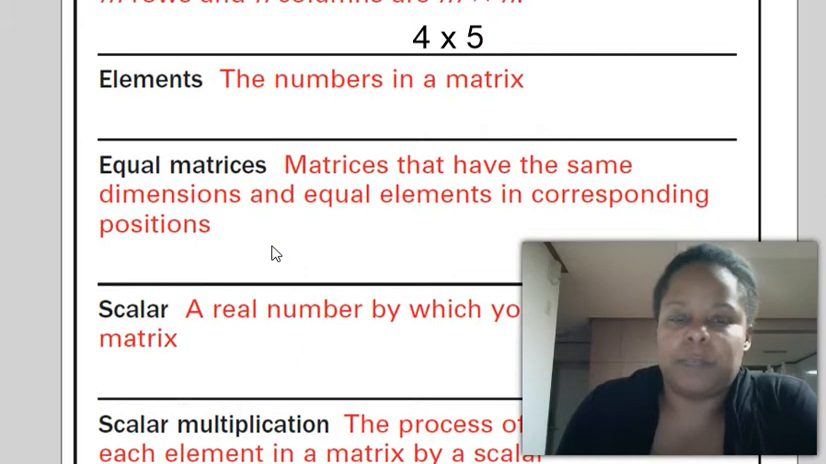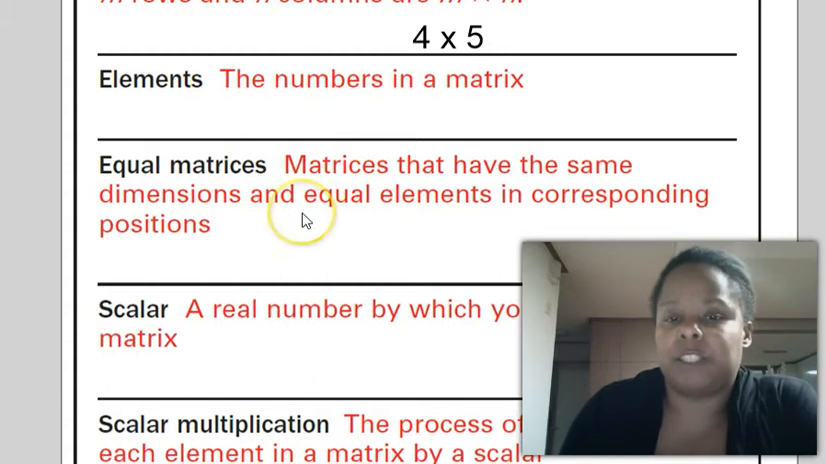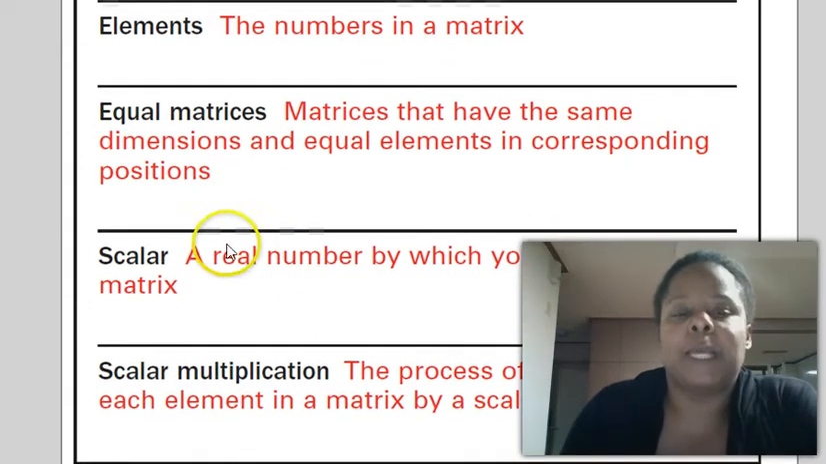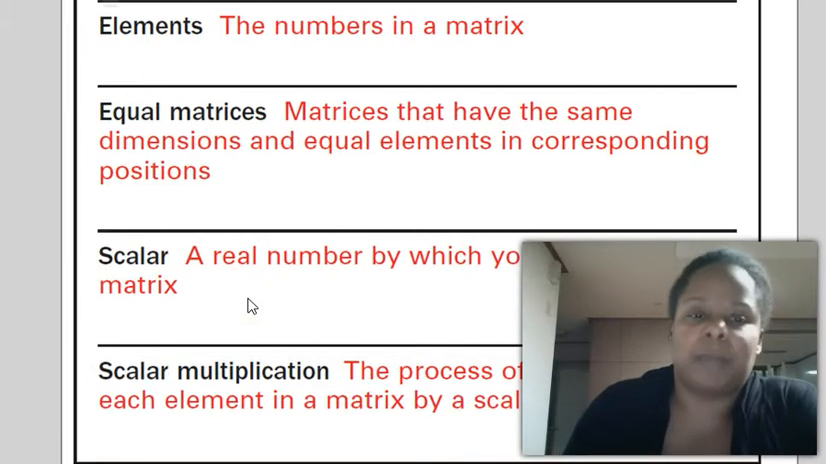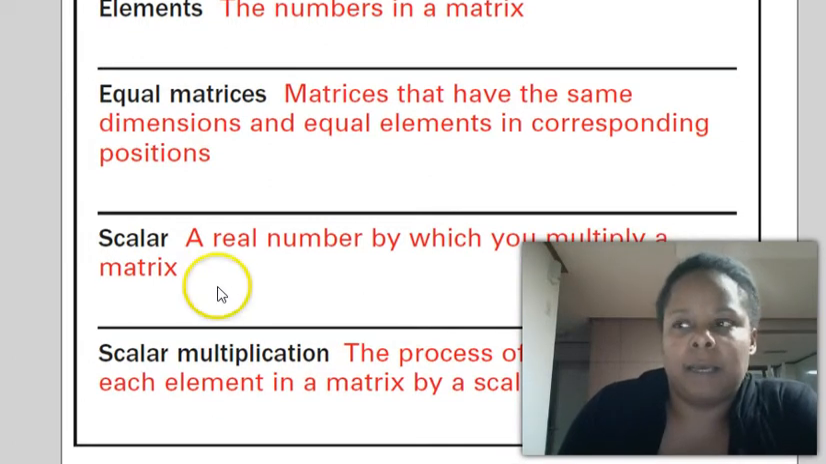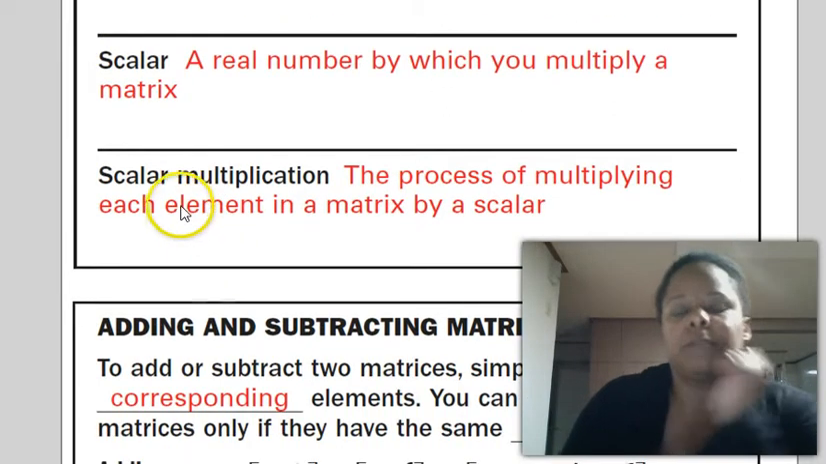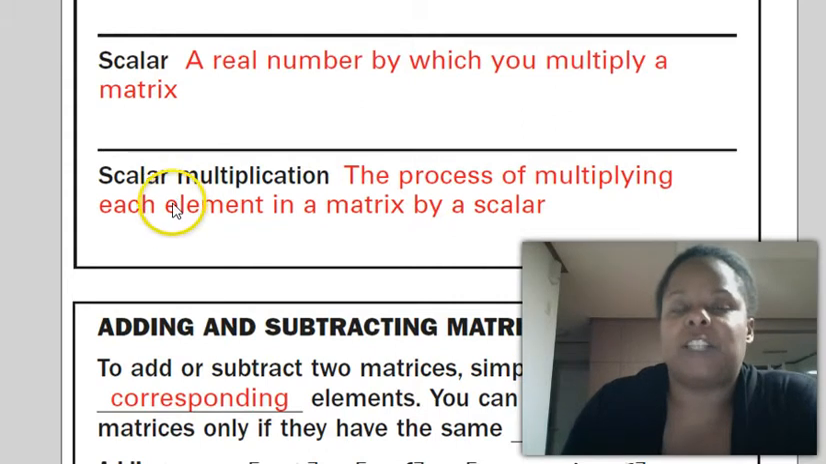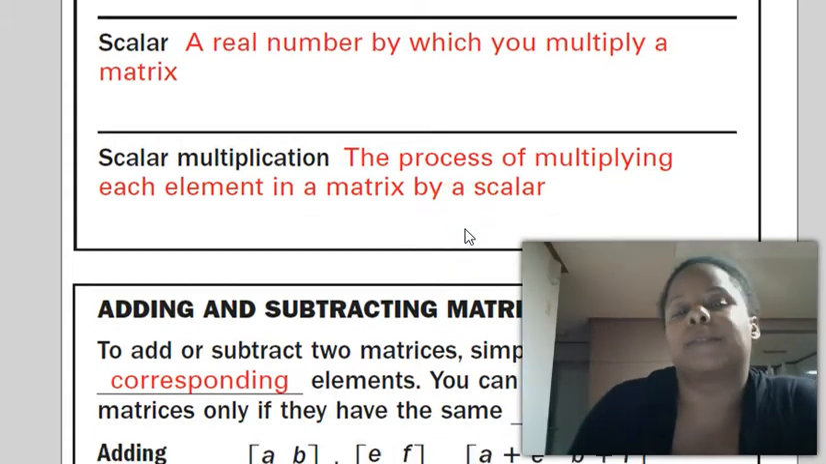Okay? These are some other definitions we're not going to really use as much. Equal matrices have the same dimensions and the same elements in corresponding positions. We'll talk about that a little bit later. A scalar is just a number that you multiply by a matrix. When you multiply a number by a matrix, all you're doing is multiplying each element in the matrix by that scalar number. We'll look at some examples.